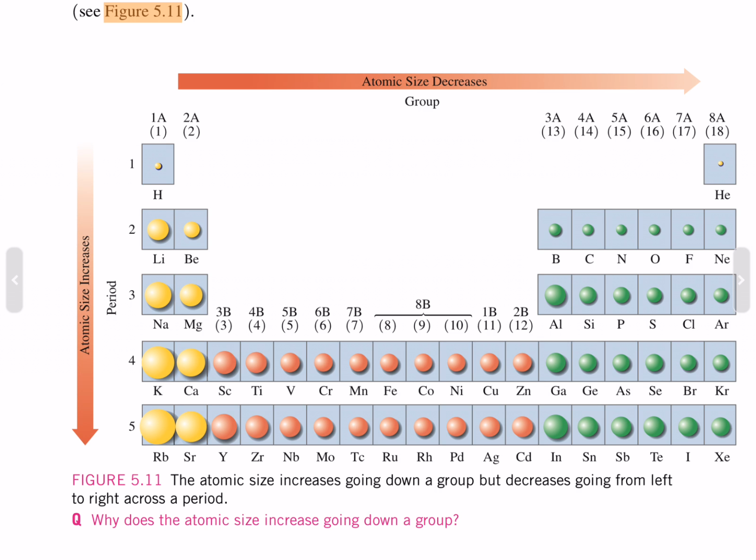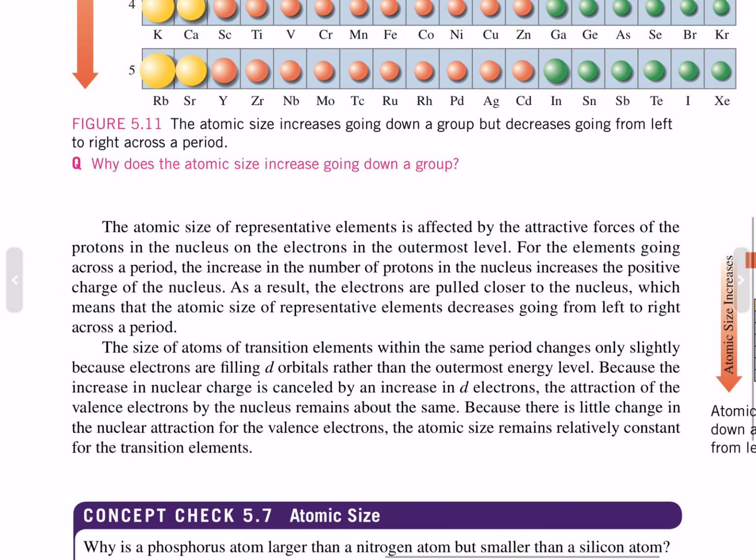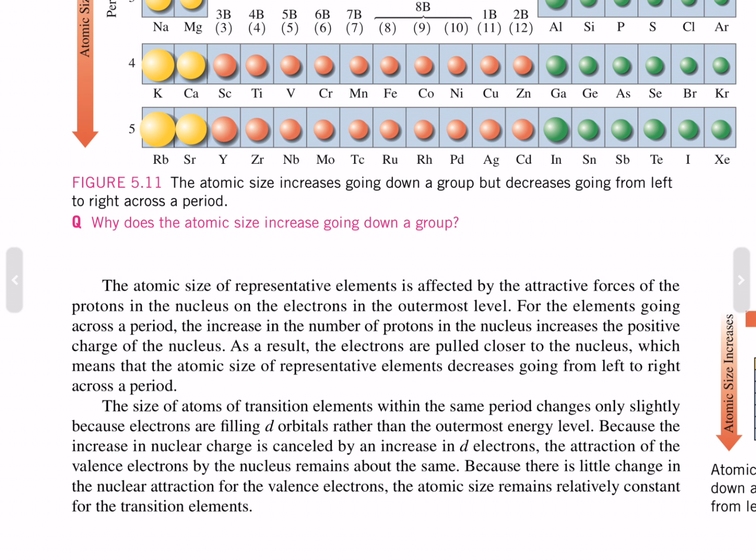This means that a potassium atom is larger than a sodium atom, and a sodium atom is larger than a lithium atom. The atomic size increases down a group, but decreases going from left to right across a period. The atomic size of representative elements is affected by the attractive forces of the protons in the nucleus on the electrons of the outermost level.